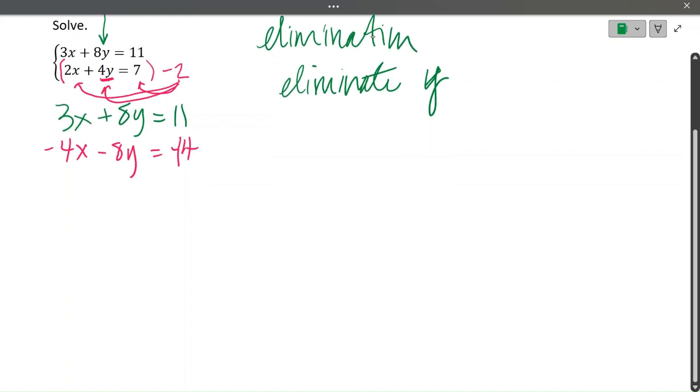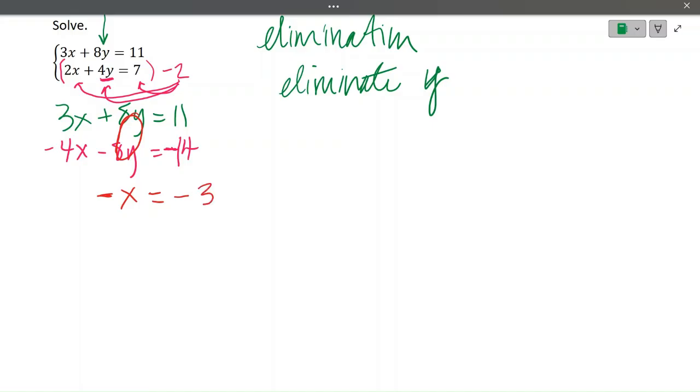So now let's make sure that I eliminated y correctly. I have 8y minus 8y, that equals 0. Those are eliminated. So now all I'm going to do is combine my like terms. So I have 3x minus 4y, that gives me negative x, equals 11 minus 14. That minus sign is not very big, is it? So there we go. 11 minus 14 is negative 3.